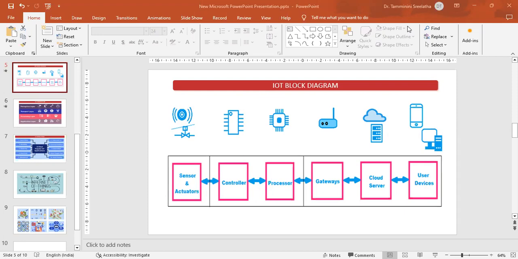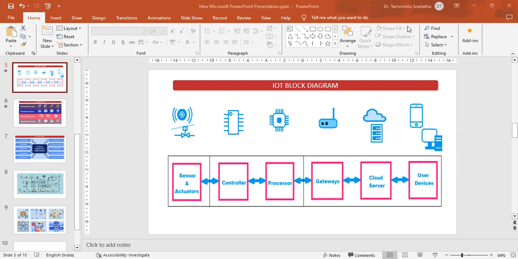In the previous session, we have seen what is meant by IoT and what are all the applications of IoT. In today's session, we will see the block diagram of IoT architecture, and some more applications. Coming to the block diagram of IoT, the IoT consists of sensors, actuators, controller, processor, gateways, cloud server, and user devices. Now we will see each block in detail.